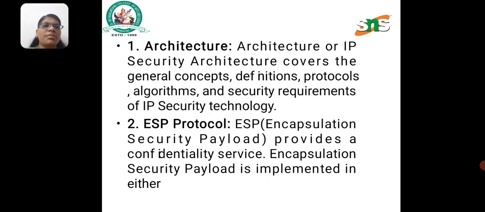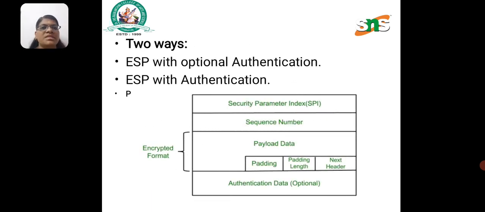Architecture or IP security architecture covers the general concept, definition, protocols, algorithms, and security requirements of IP security technology. Second one is ESP. ESP protocol. ESP means encapsulation security payload provides a confidentiality service. Encapsulation security payload is implemented in either two ways: ESP with optional authentication, ESP with authentication.